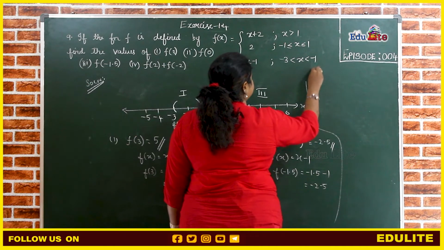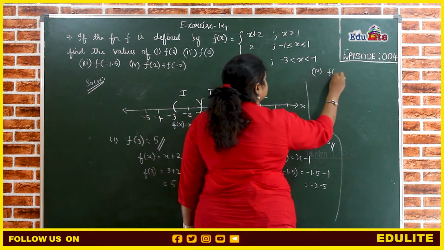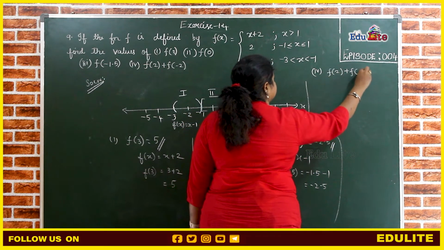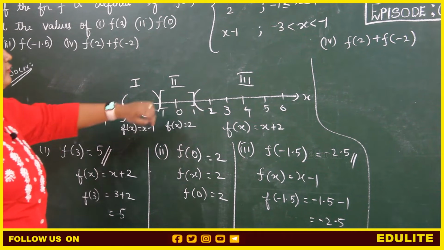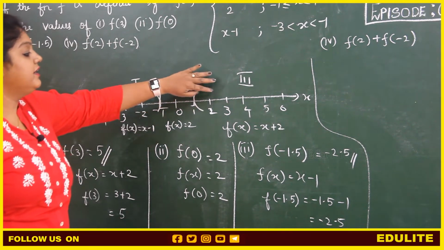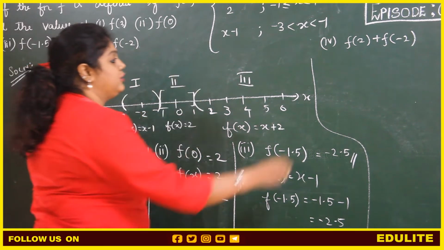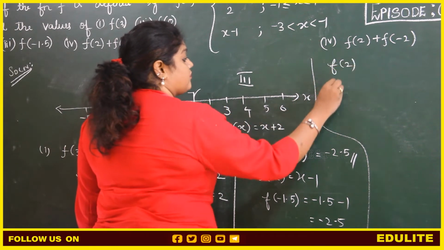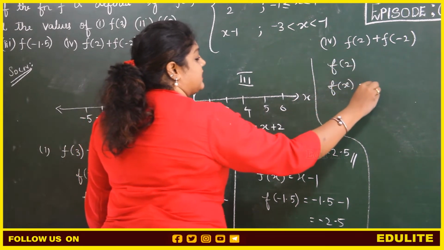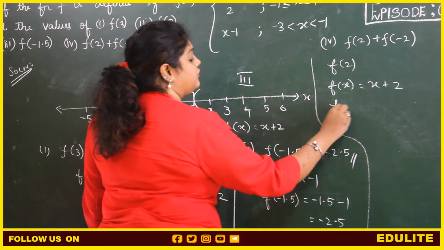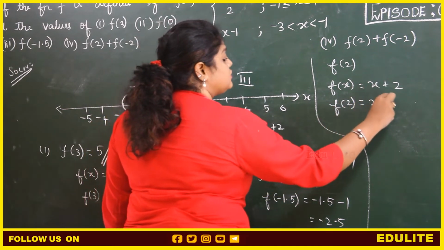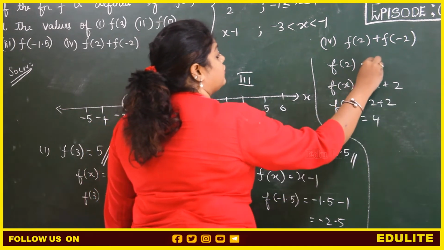And the fourth subdivision we have to find is f of 2 plus f of minus 2. f of 2 lies in the third interval. Therefore, we should use the f of x value as x plus 2. Therefore, f of 2 equals 2 plus 2, which is 4. f of 2 equals 4.